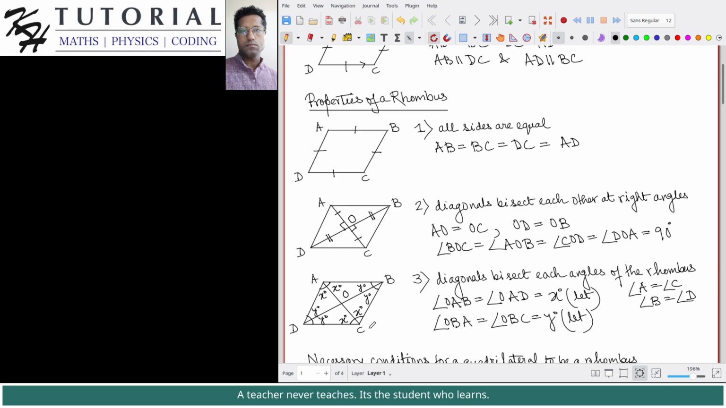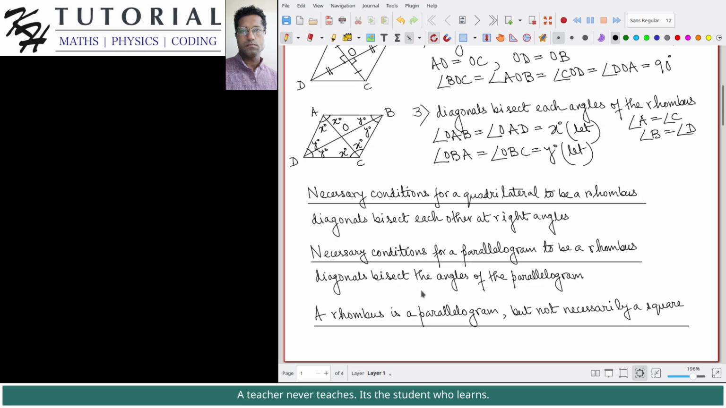Okay. So the main concept is that the diagonals will bisect the angles of the rhombus. Okay, so these are the main properties of a rhombus.